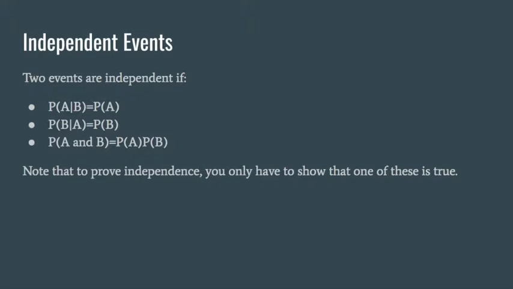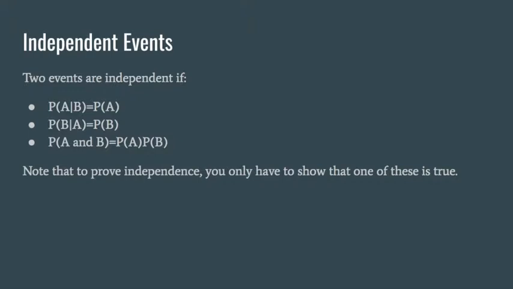So let's start with independent events. Two events are going to be independent if these three things are true. Now, the good thing is if one of them is true, all of them are true. So if you're trying to show that two events are independent, you only have to show one of these. The probability of A given B is equal to the probability of A, which would indicate that B doesn't have any impact on A. The probability of A is what it is regardless. Or, second point, the probability of B given A is equal to the probability of B.